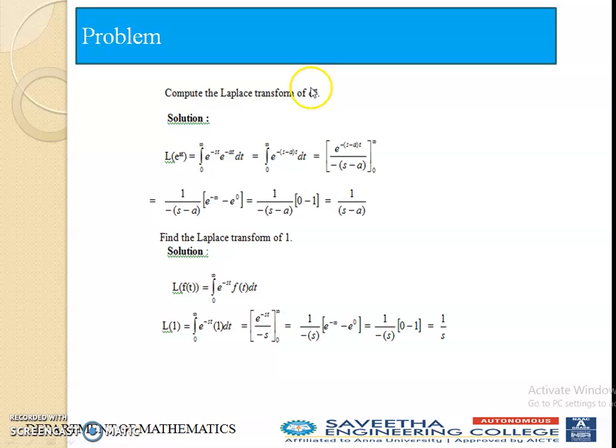Suppose a negative value is given, it means the formula must be 1 divided by s plus a. Okay. So next problem. Find the Laplace transform of 1. There is a constant given. So write down the Laplace transform formula. Replace f of t equal to 1 here. Then we can integrate e power minus st, which is e power minus st divided by minus s. The interval is 0 to infinity. Then apply the upper limit and lower limit. I already told you what e power minus infinity is. That one is 0. Anything e power 0 is nothing but 1. So we get 1 by s.